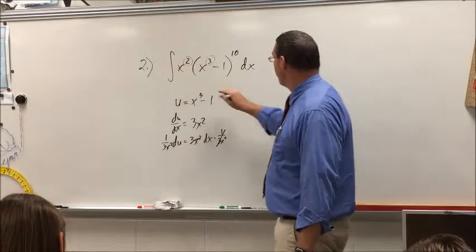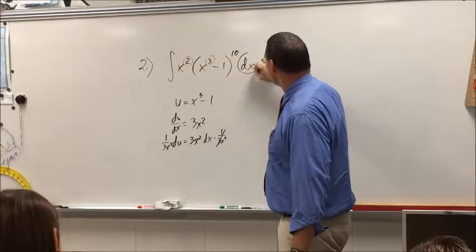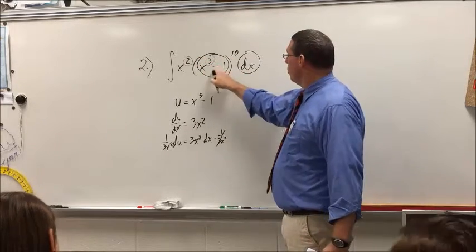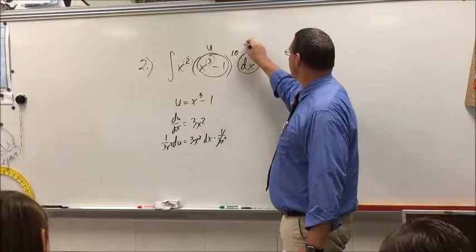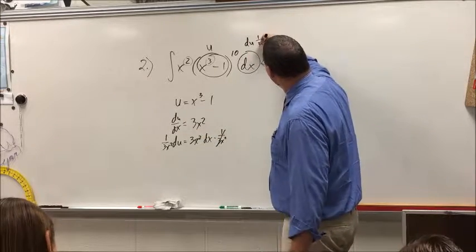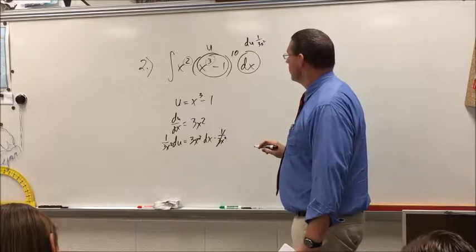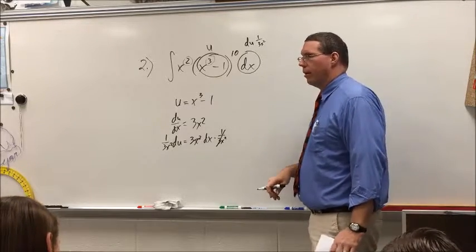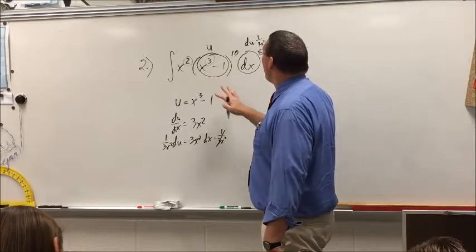And now we can come up here and start replacing things. We're going to replace this, and we're going to replace this. We're going to put u here, and we're going to put du here with the 1 over 3x squared, right? Am I doing this too fast? I'll slow down. Are we removing the exponential now? Well, watch what's going to happen.